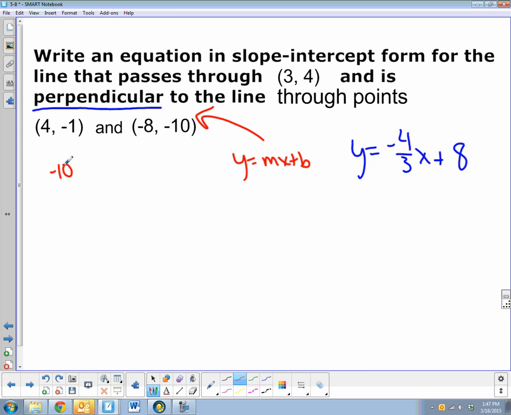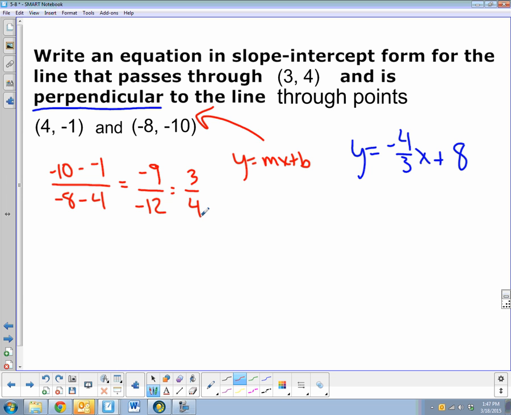We do y2 minus y1 over x2 minus x1. I'm going to get -9, and I'm going to get -12. And, well, -9 over -12, that's like +9 over +12. And I can reduce that down to 3/4. So the slope that goes through the points 4, -1, and -8, -10 is 3/4.